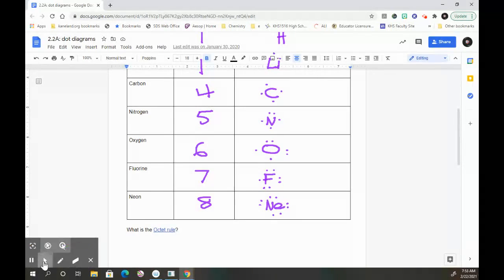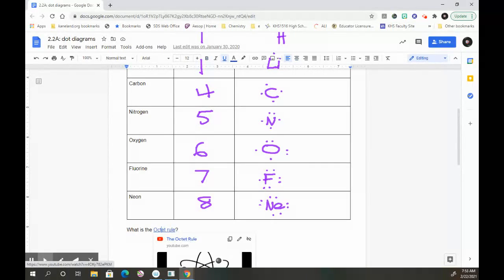Okay, so now in class we've talked about the octet rule a little bit, and I have a quick YouTube video that I'm going to have you watch on the octet rule.